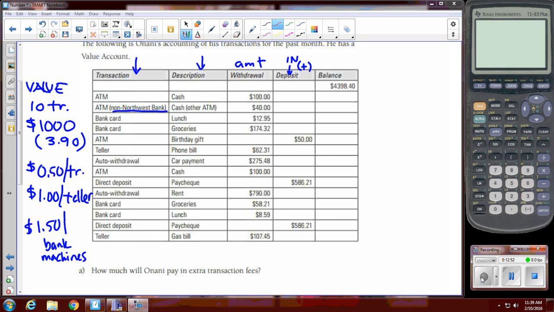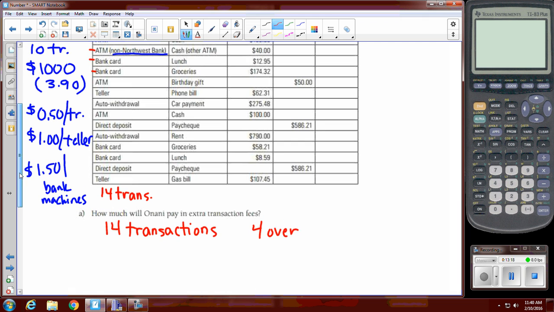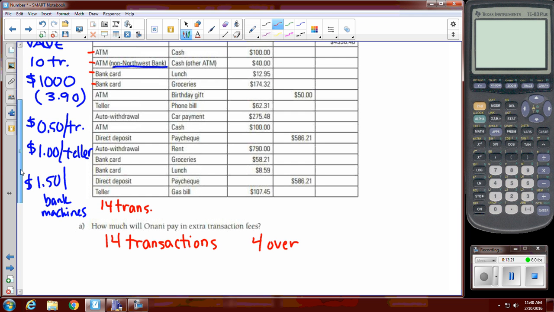So looking at this table that was provided, if we counted each one of these as a transaction, if we counted all of these up, there's a total of 14 transactions. So in question A, we'll be saying, well, he has 14 transactions, and he was only allowed 10. So he's actually 4 over. So they're going to charge him for 4 extra transactions, and each extra transaction costs 50 cents. So he's going to have to take 4 times 50 cents. So that's $2 just in extra transaction fees.